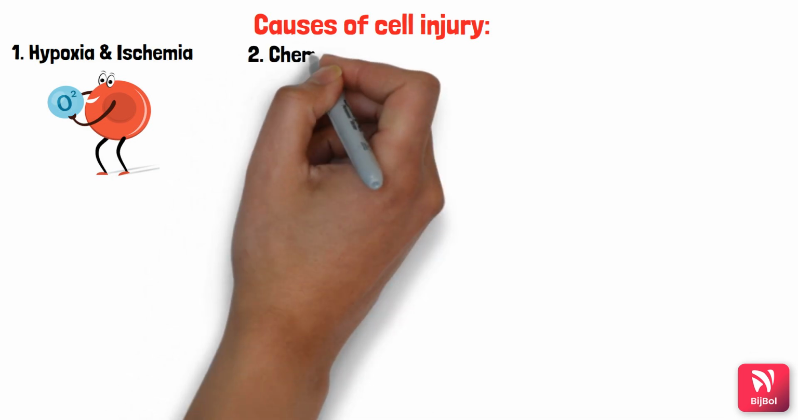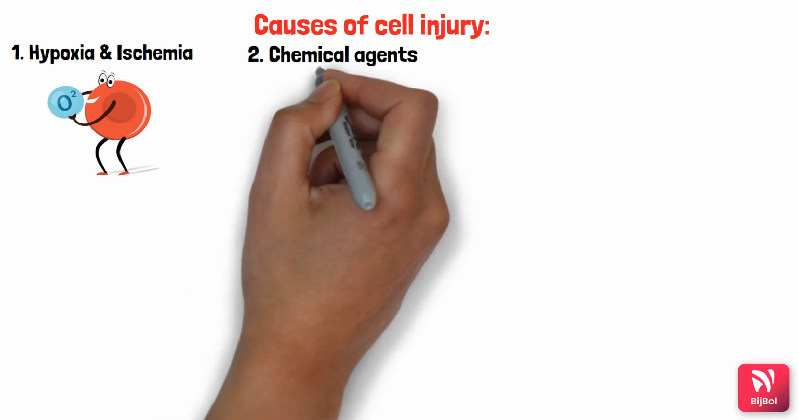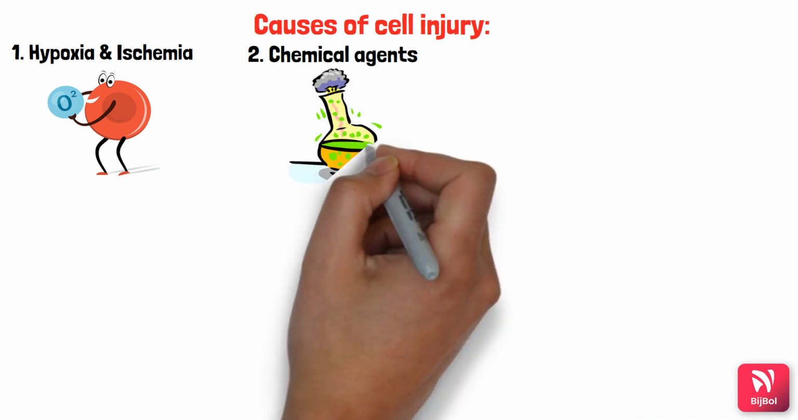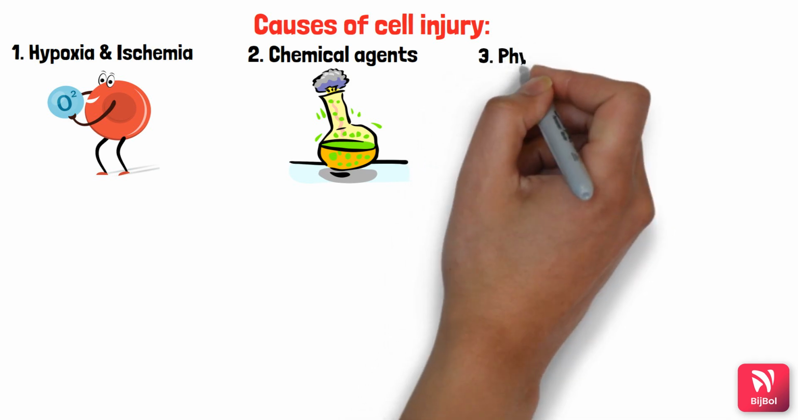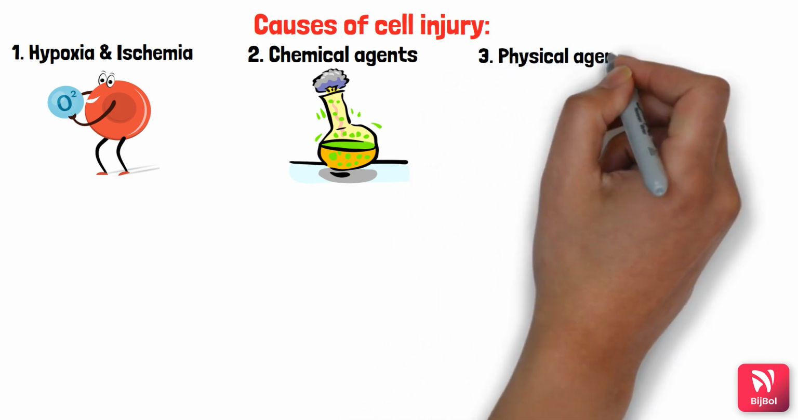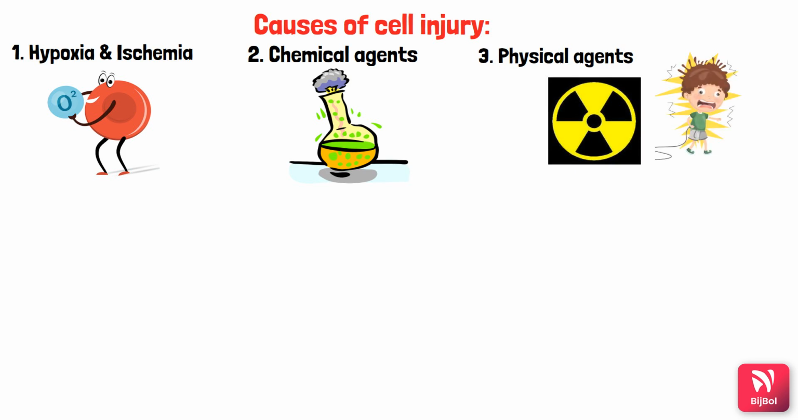And next is chemical agents. There are various chemical agents and drugs like environmental pollutants, insecticides, pesticides, cyanide, arsenic, mercury. These are all various chemical poisons which can result in cellular injury. And even physical agents are there, like mechanical trauma, radiation, electrical shock, thermal trauma, any changes in the atmospheric pressure, all can result in cell injury.